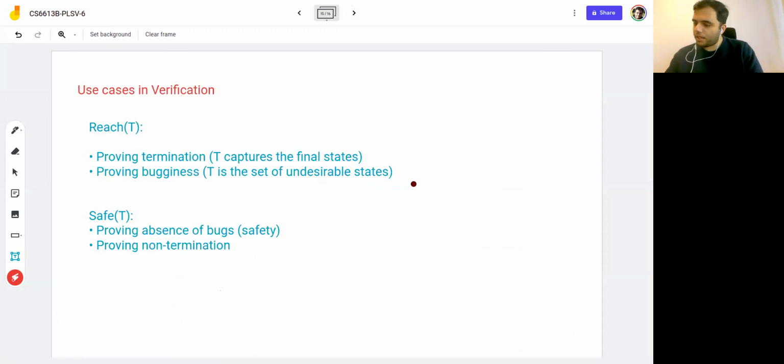Okay, we are almost running out of time. We have very little time, so I'm just going to give you a very rough overview of how this can be used in verification. So why are reachability and safety even relevant to us?